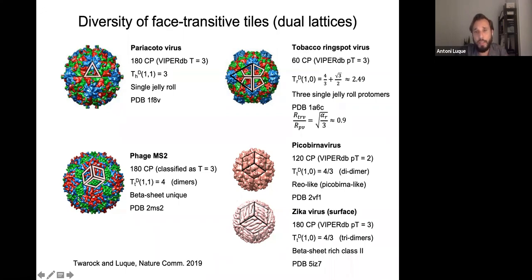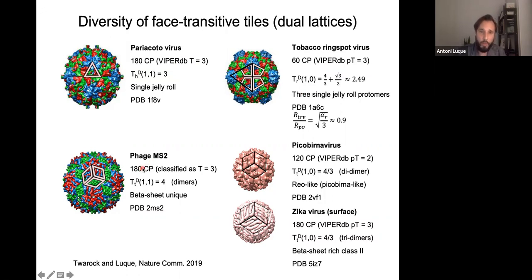So what this suggests is that maybe the single jelly roll has a preference for the hexagonal dual, and that this, let's say, unusual or unexpected configuration of three replicates of the domain is a strategy to use an alternative lattice to increase the capsid from a T1 to a T3. Okay, and those are the things that we're exploring now.